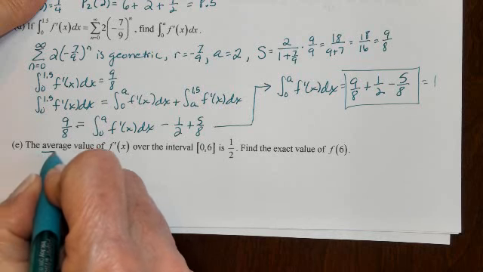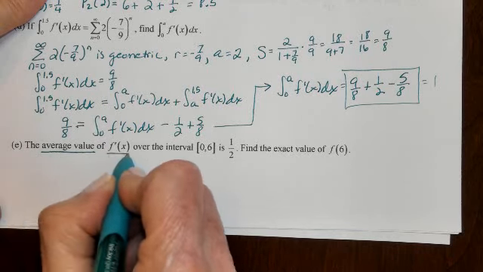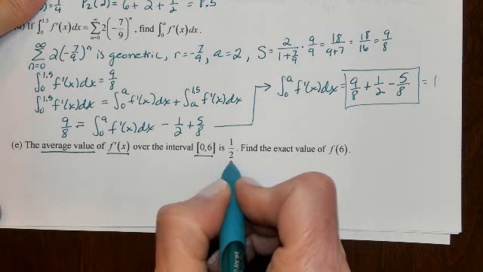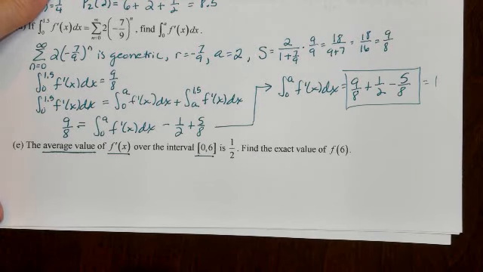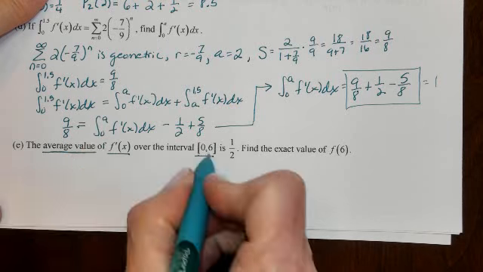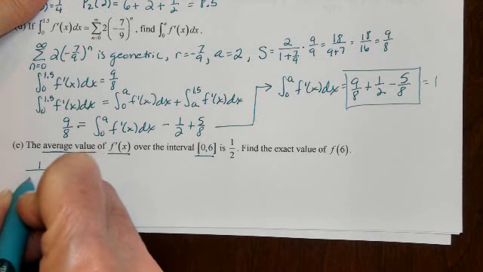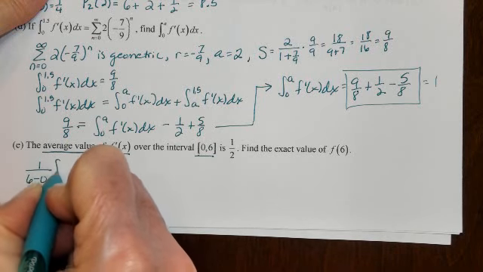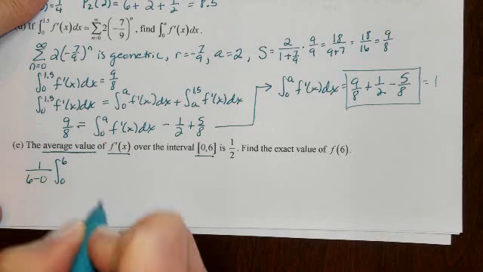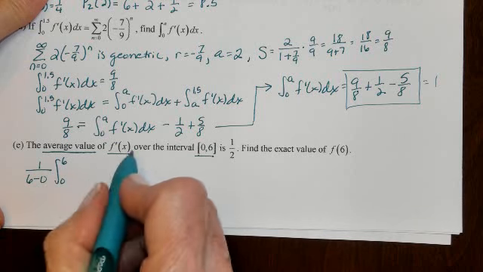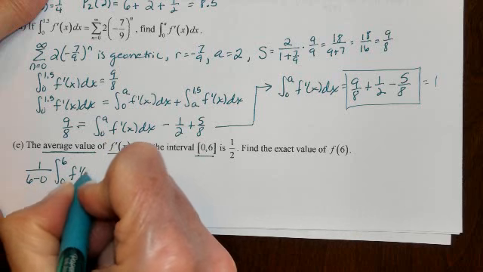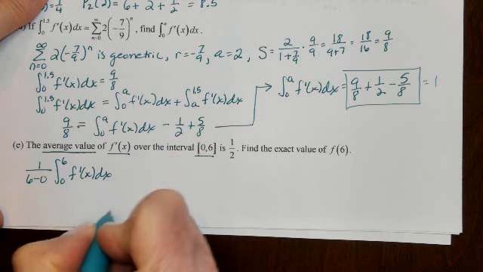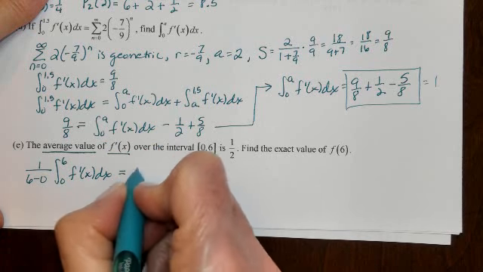So they're telling us that the average value of f prime on that interval is 1/2. Let's set up that equation. So the average value of f prime on that interval is 1 over 6 minus 0. We should know our formula for average value of any function. Remember, we're finding the average value of this function, so that's what needs to go in here. And we know that that is 1/2.